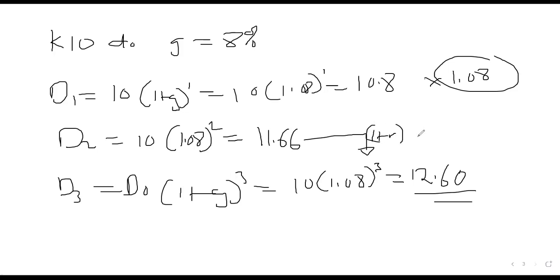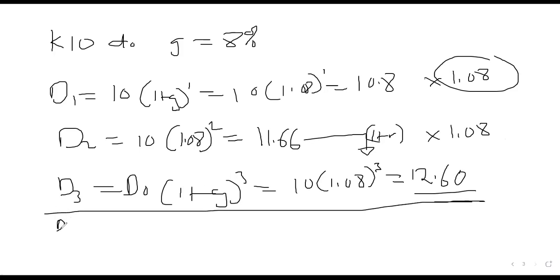It's like an annuity due. So we just multiply by 1.08 to get the next figure. I'm just trying to teach you important shortcuts if you're behind time. 11.66 times 1.08 is the same thing, which is 12.59 or 12.60.